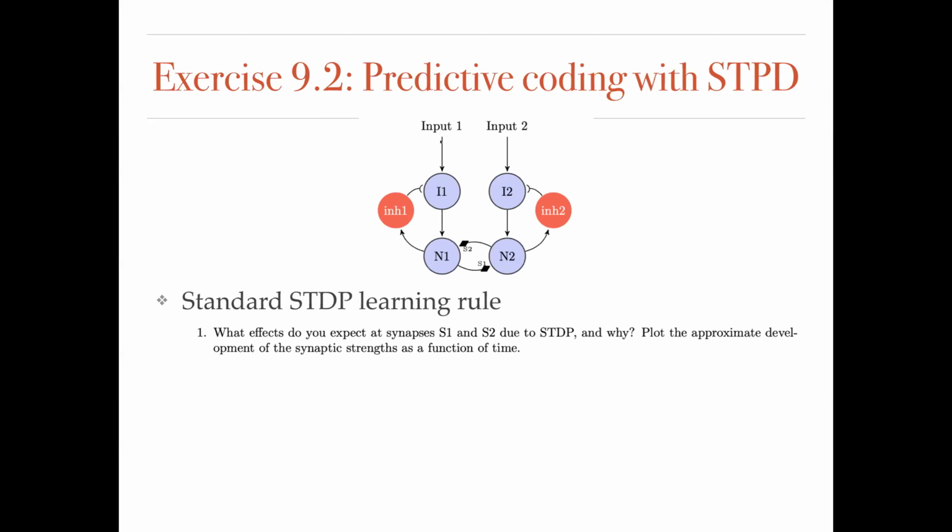We're still using the exact same learning rule as we saw before. In this case, we have an input, I1, that goes on N1, I2 that goes on N2, and then 2 synapses, S1 and S2, that connect N1 to N2.